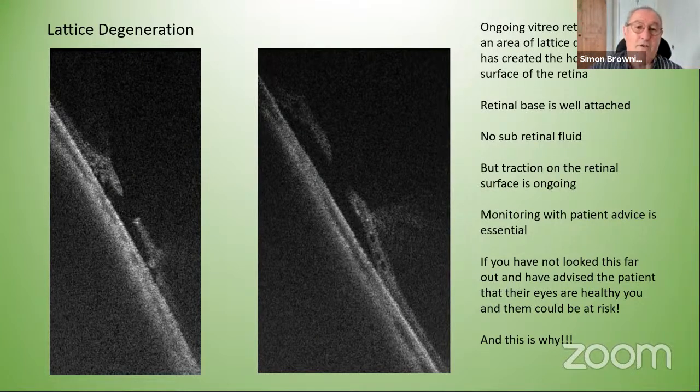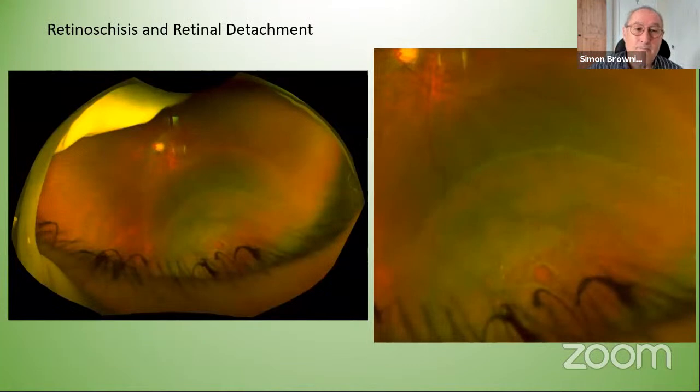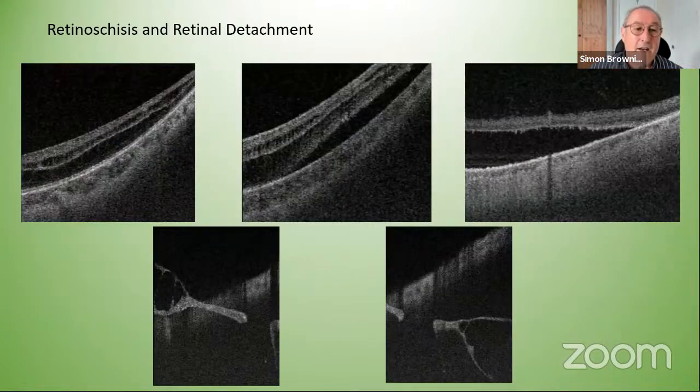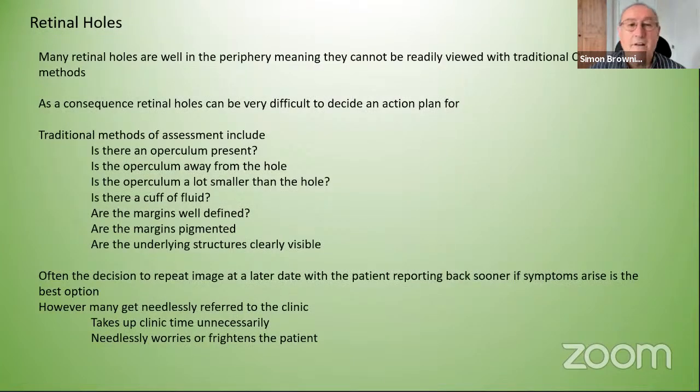If you've not looked at a patient's peripheral retina like this, and you've said to the patient, oh, your eyes are fine, then that could be putting the patient at risk. What's more, it could be putting you at risk, because if there's something else going on within that area, it just might develop into one of those, which is a retinoschisis, a hole, and a detachment as a result of that. And again, when we look at these images here, we see beautifully the subretinal fluid that's there as a result.